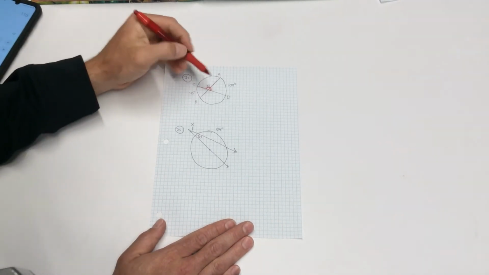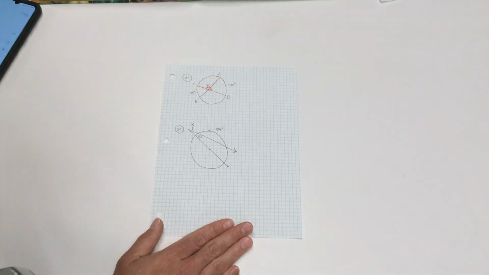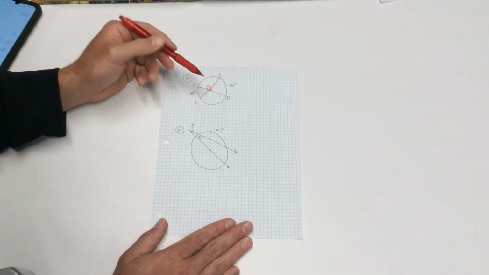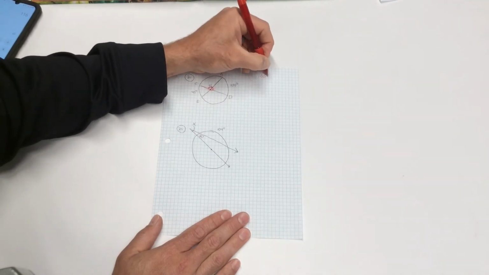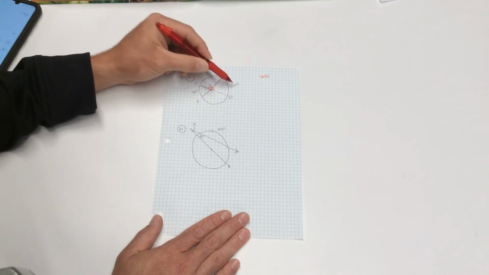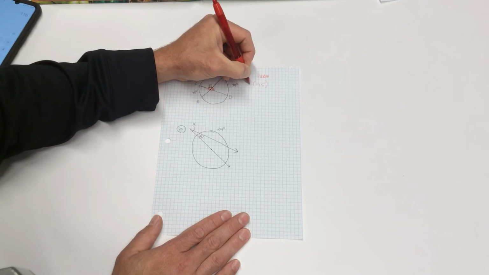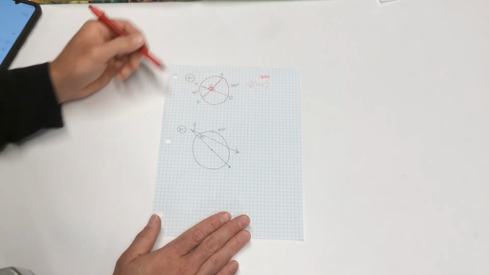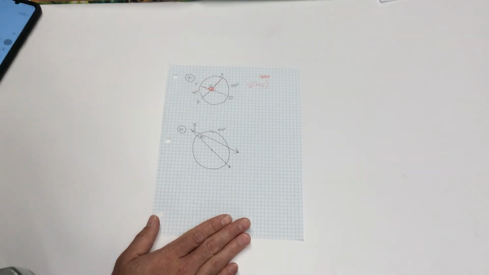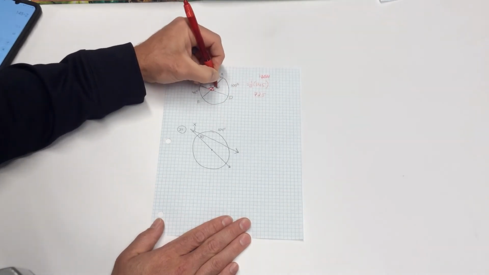So this is an internal vertex, so that means the two intercepted arcs add up to this internal angle. So we have 100 plus 145. Let's just do that in our head. 100 plus 45 equals 145. And then half of that equals angle ABD. Okay, so half of 145 is 72.5. 72.5. So that's this guy right here.